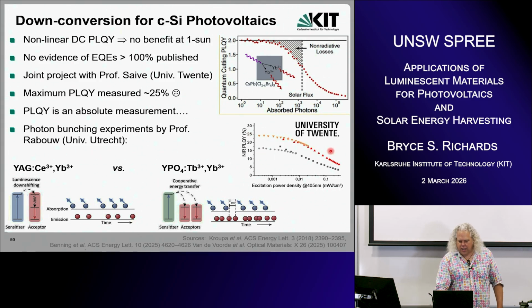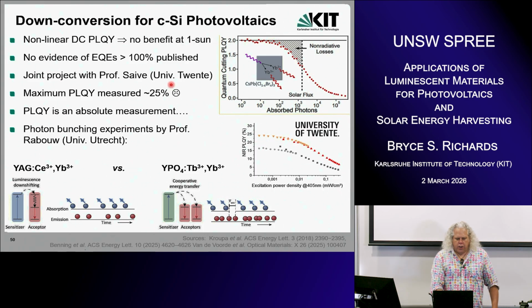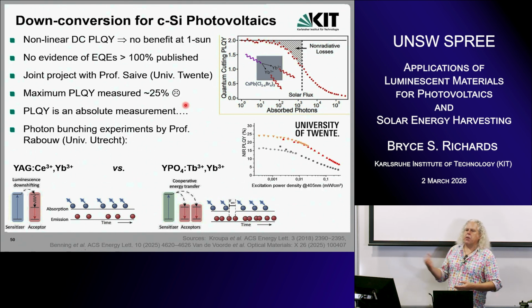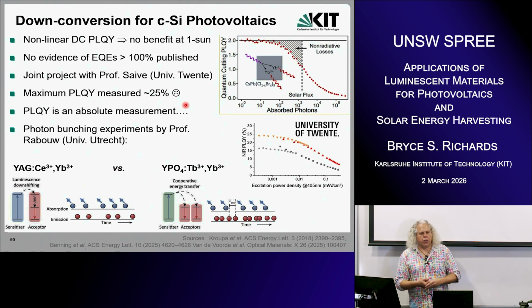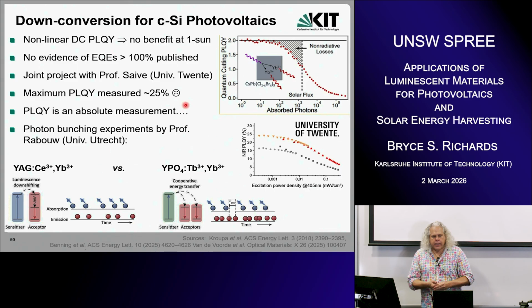Yes, it did. 25% was about the best material we could make. Now, at this point, I'd like to emphasize that a quantum yield measurement, or photoluminescence quantum yield measurement using an integrating sphere, is an absolute measurement. And an absolute measurement means you have to be super careful of your calibrations. So we are wondering whether something in their system perhaps was not well calibrated, but we're still trying to solve this issue.